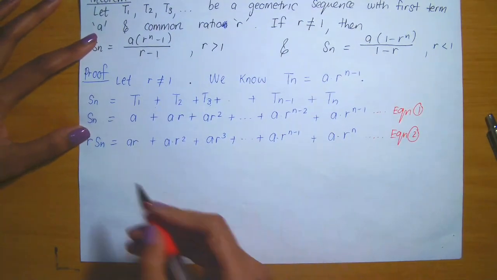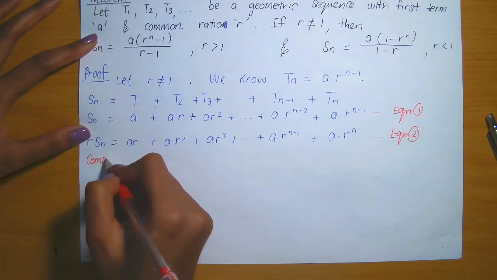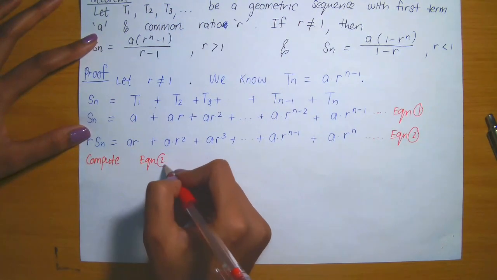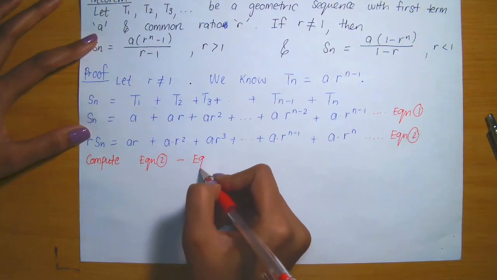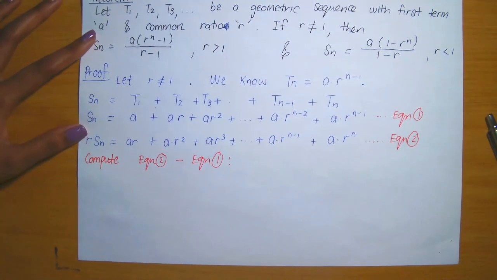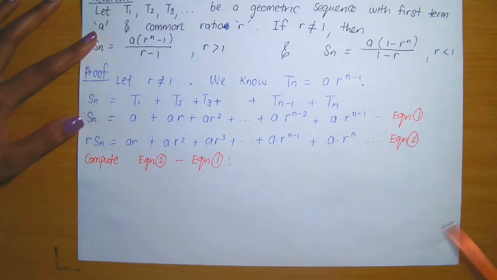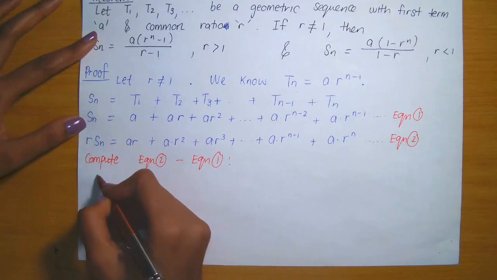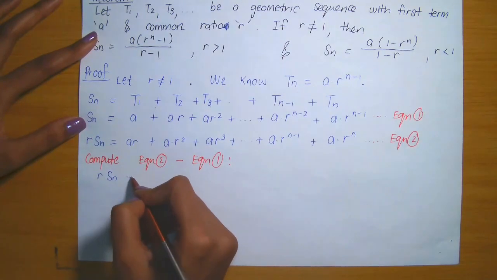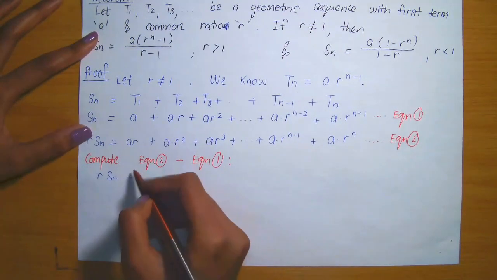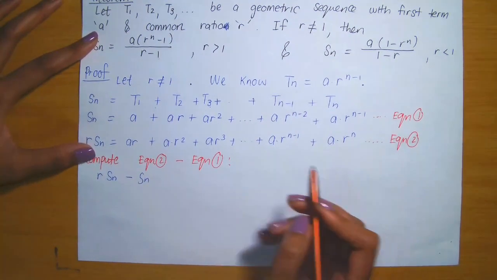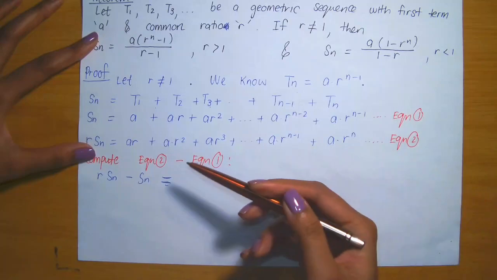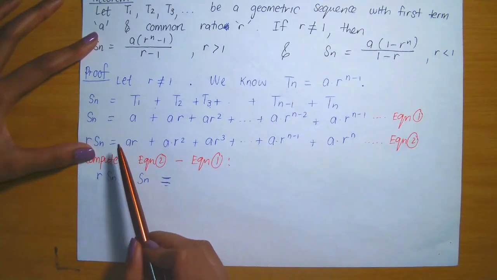Now what we're going to compute is equation 2 minus equation 1. So by taking equation 2 minus equation 1, we have r times Sn minus whatever was on the left hand side of the equality, which is Sn. And this must then be equal to the same difference on the right hand side.